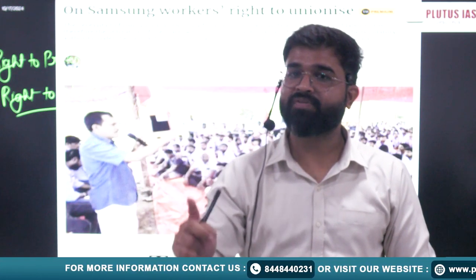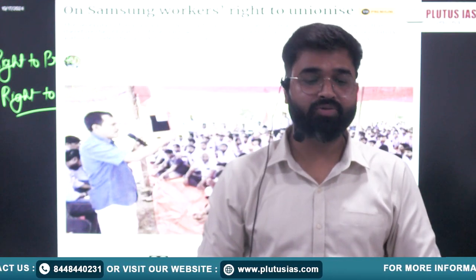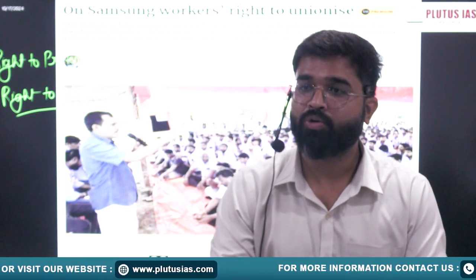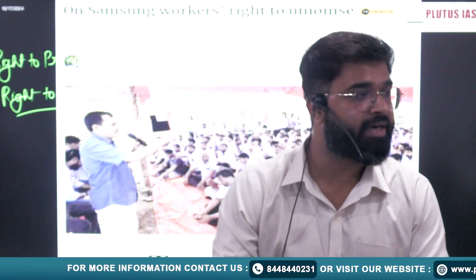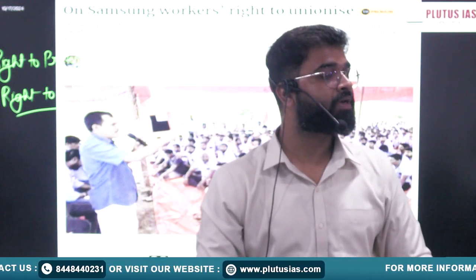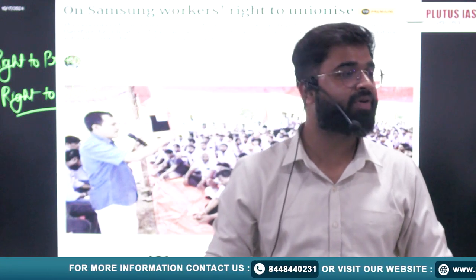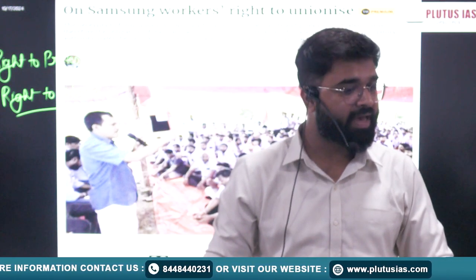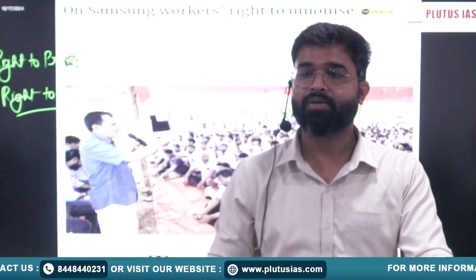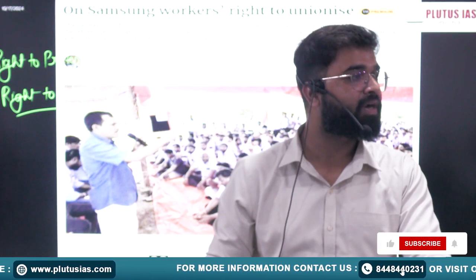Second thing, right to strike is not a fundamental right. Right to strike can be exercised by those people who are involved in some organization or industry as workers. If they go on strike, industrial work or production will be impacted. That is why they do not have a fundamental right to strike. They have a right to strike as a legal right, but not as a fundamental right.